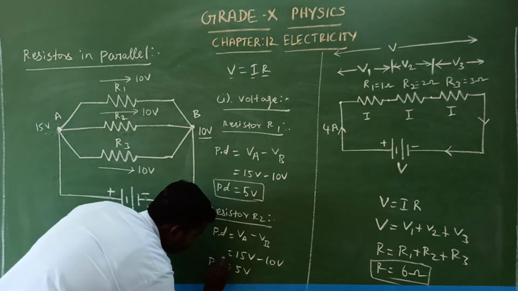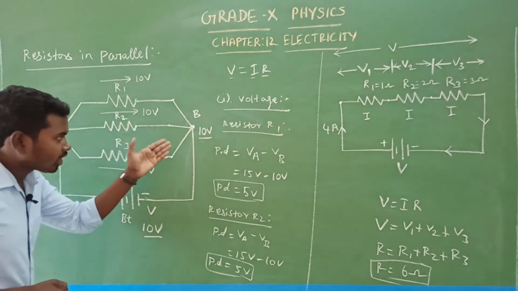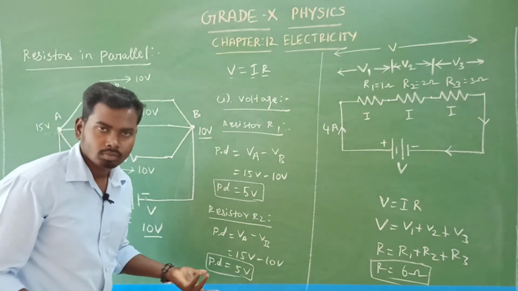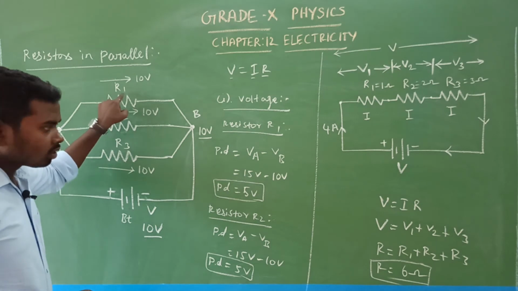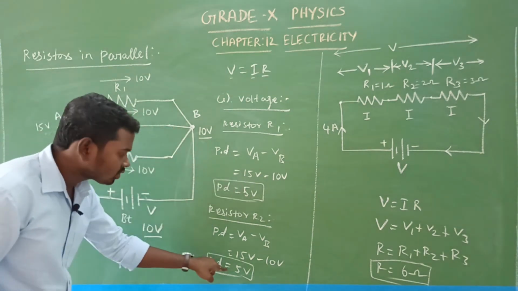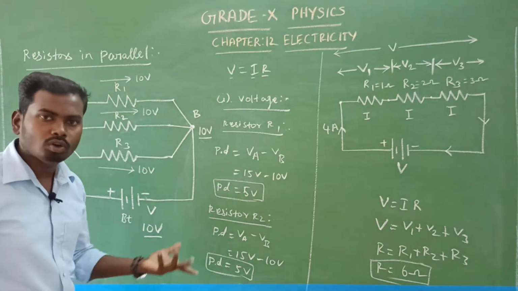So across the resistor R2, the potential difference value is 5 volt. Am I right? So look at here. Across the resistor R1, the potential difference value is 5 volt. Across the resistor R2, the potential difference value is 5 volt. The same 5 volt. These two resistors have the same 5 volt.